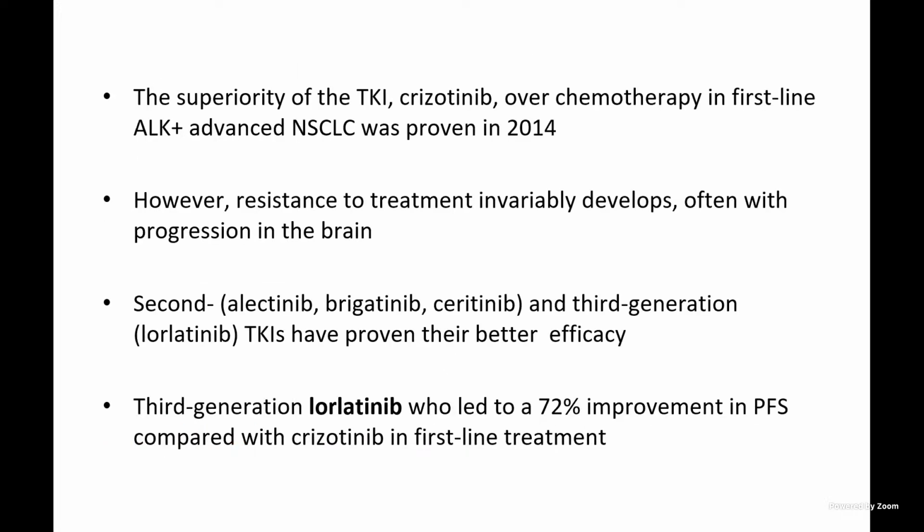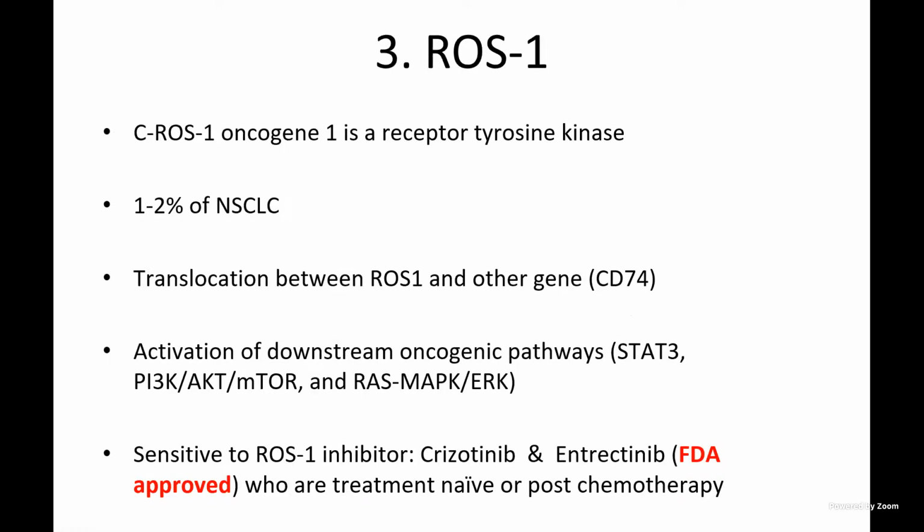Superiority of the TKI crizotinib over chemotherapy was established long back in 2014. However, resistance to treatment invariably develops, often with progression in the brain. So the second generation and third generation TKIs, that is brigatinib, ceritinib, alectinib, and the third generation lorlatinib, have proven much better efficacy. Especially the third generation lorlatinib has led to a 72% improvement in the PFS as compared with crizotinib in the first line treatment.